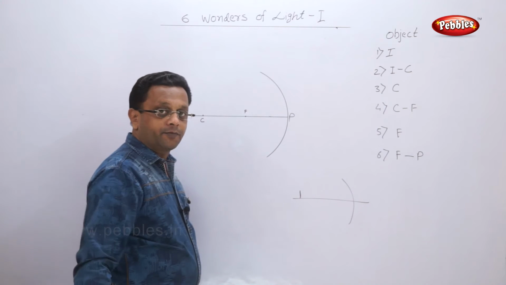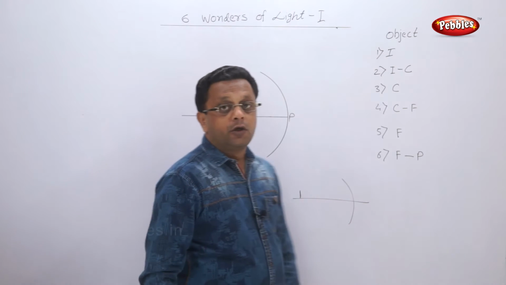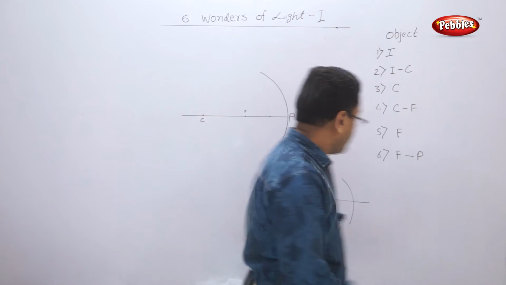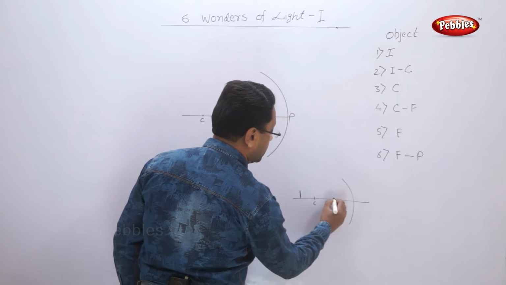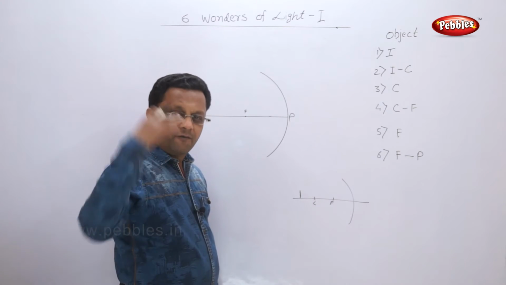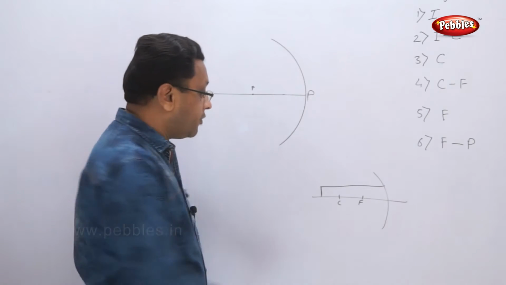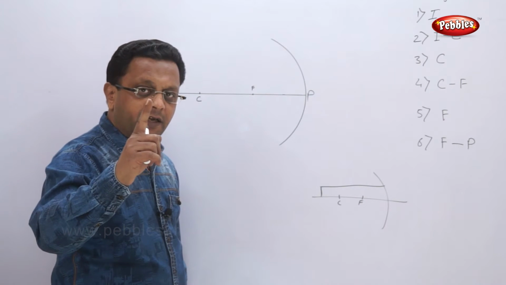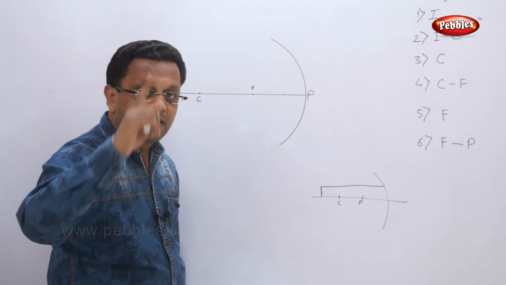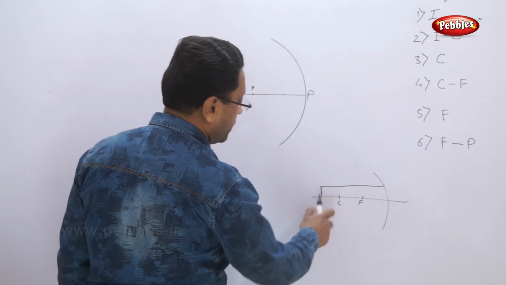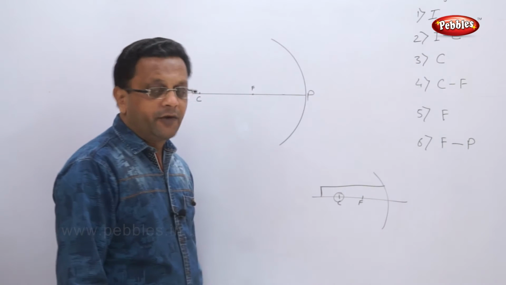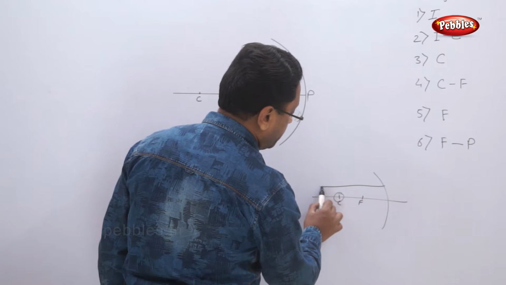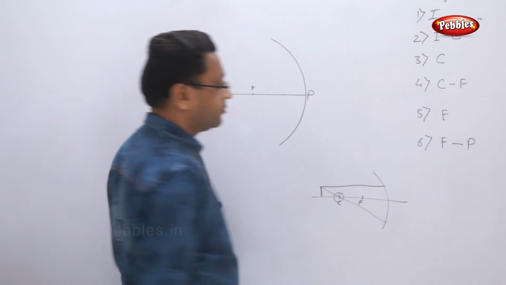We want 2 points. Now from this object you are going to incident only 2 rays. Suppose this is my C and this is my F. Wherever the object is, one ray will be parallel to the principal axis, and second ray, keep in mind, will pass through the nearest point. For example, from here the nearest point is C. We have only 2 points, C and F. So the nearest point is C. So the second ray will pass through C.